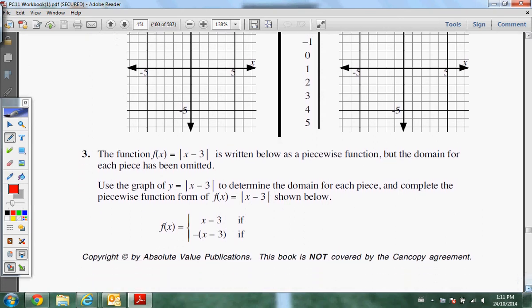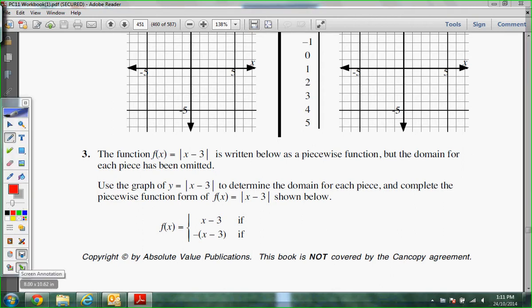Okay, so this time they gave me my functions. So when was that v x minus 3? When was it the positive? X greater than or equal to what? No, 3. Because right here was where the point was, and from here on, it was the positive line.